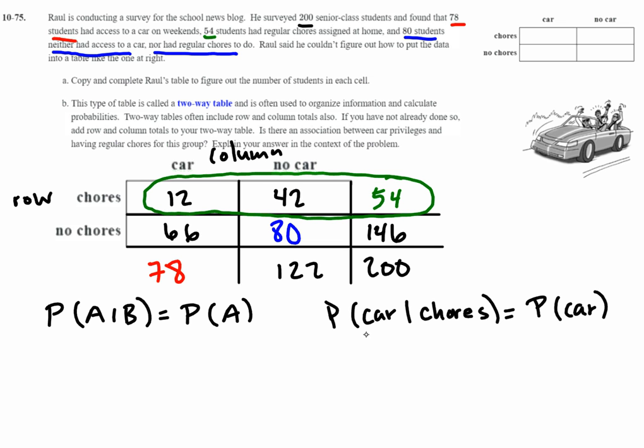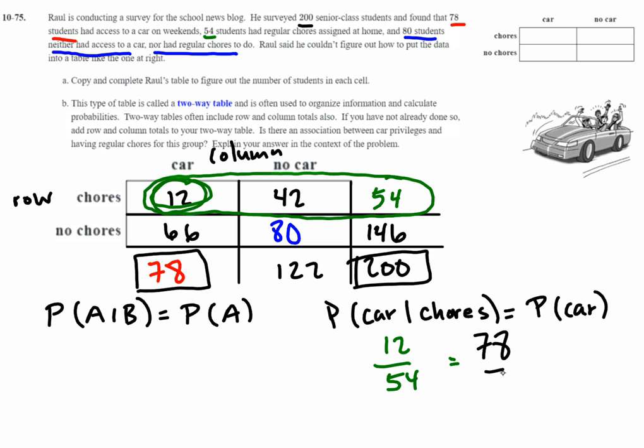Well, the probability of A is, do they have a car? So I'm just going to look in this row. That's 12 people out of 54. Compared to if I just say, probability that they have a car. Maybe they have chores, maybe they don't. But the probability that they have a car is 78 people have a car out of 200 total. So let's see if these two are equal to each other.